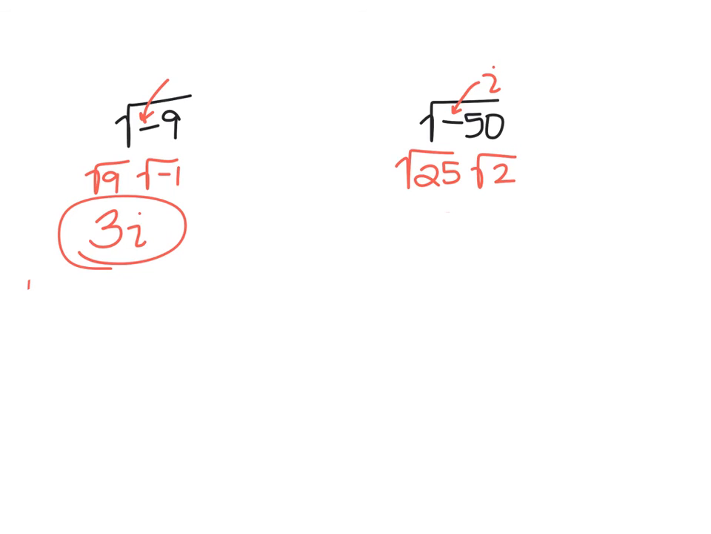All right, square root of 2. So square root of 25 is 5. Square root of 2 is square root of 2. And the i, we're just going to sneak right here. It has to be in the answer because there's a negative there.